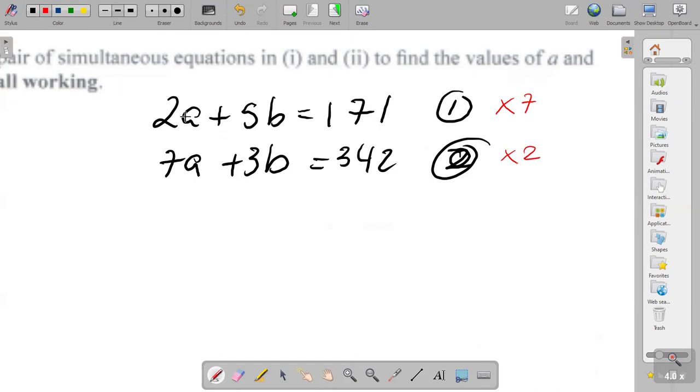What are we going to get for the first one? There's going to be times 7. Calculators. So 2A times 7. Let's use a different color. Let's use green. Going to give me 14A plus 7 times 5 is 35B equal 171 times 7, guys. Everybody should have the calculators in hand.